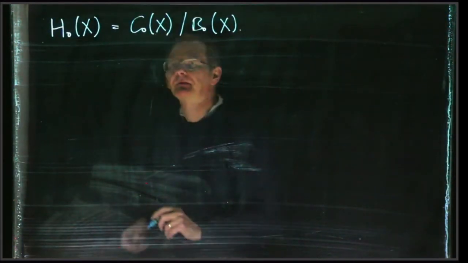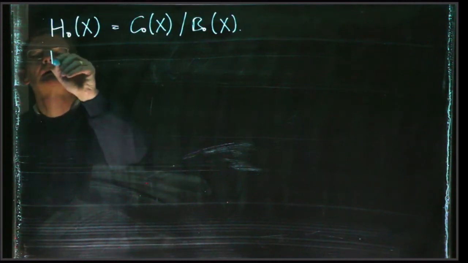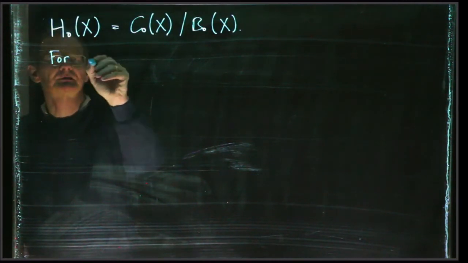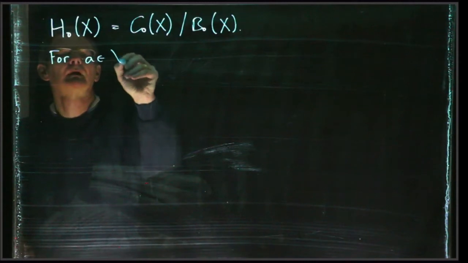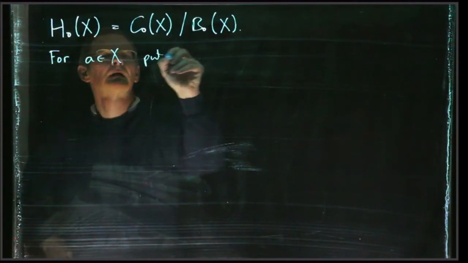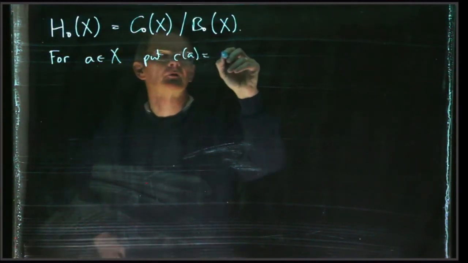Okay, so to understand this, let's use the following notation. For A in X, C(A) is the path component.